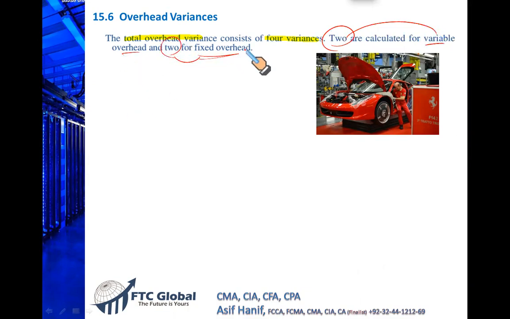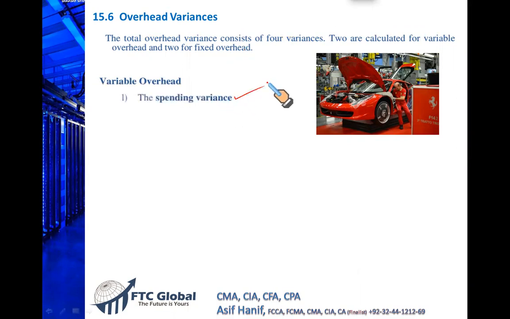Now let us discuss these one by one. Let us first discuss the variable overheads. Variable overheads are of two types. First is called the spending variance. Other is called the efficiency variance. Now, how do we calculate these? Let's see the formulas. We need to learn the formulas.